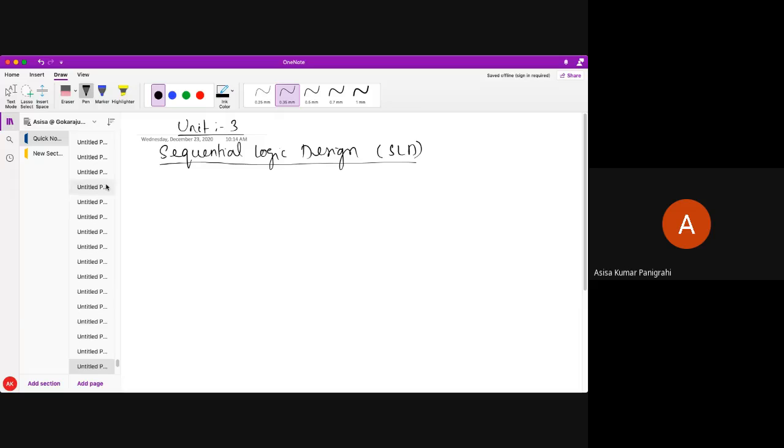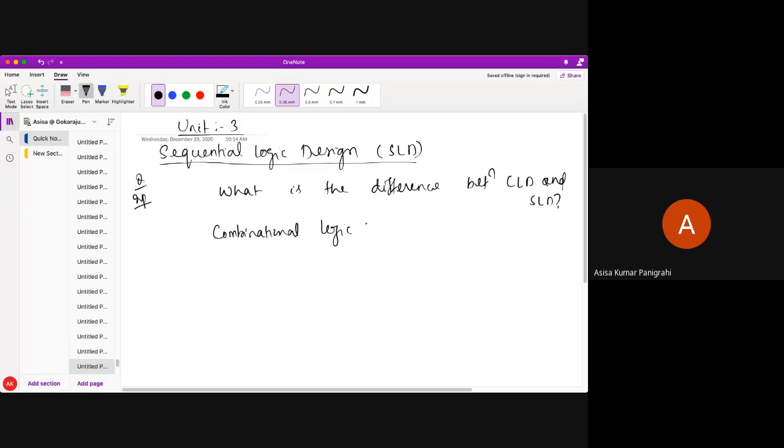So the first question would be a very important question. What is the difference between combinational logic design, CLD, and sequential logic design, SLD? We have already discussed much about combinational logic design. Combinational logic design is nothing else: the output is only depending upon the present input of the circuit.